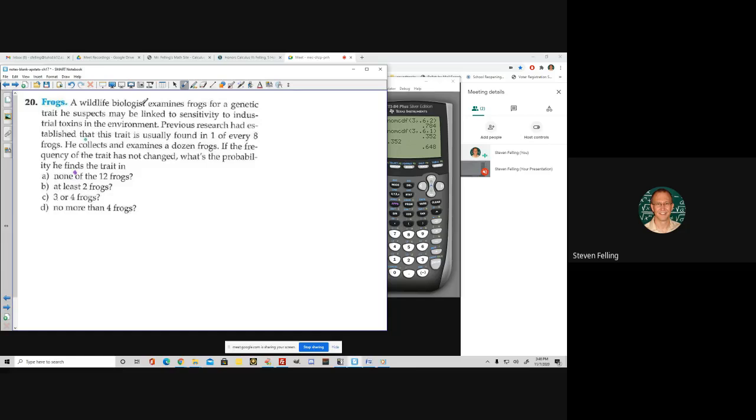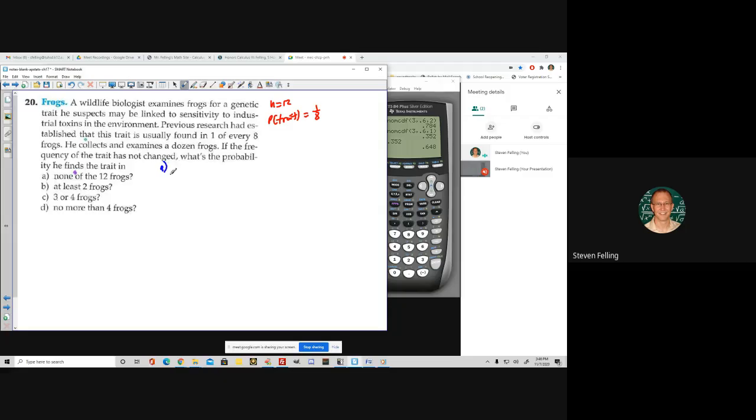It says, a wildlife biologist examines frogs for a genetic trait he suspects may be linked to sensitivity to industrial toxins in the environment. Previous researchers have established that 1 in every 8 frogs has the trait. He collects and examines a dozen frogs. So the sample size here is 12. And it seems like the probability of finding the trait in a single frog is 1 out of 8, okay? If the frequency of the trait is not changed, then what's the probability he finds the trait in none of the frogs? So let me show you how I would do problem A.